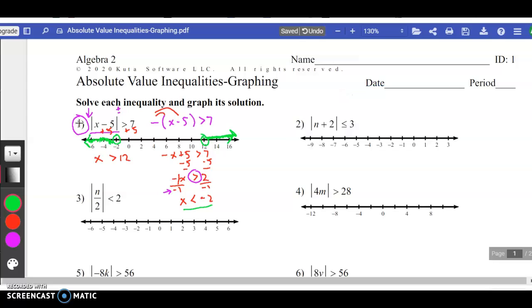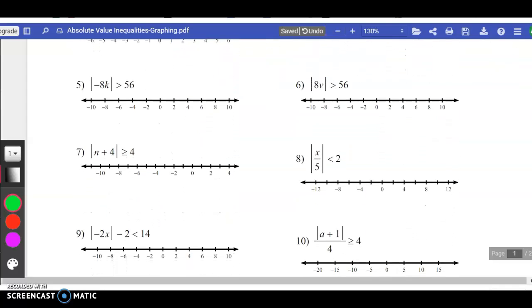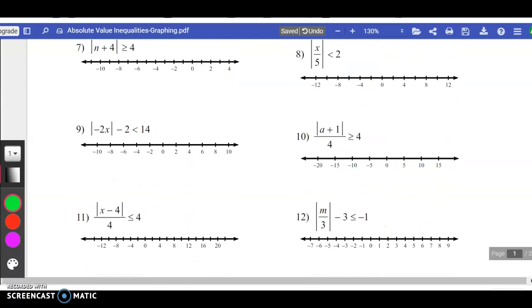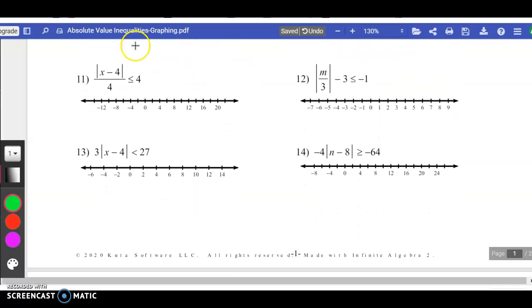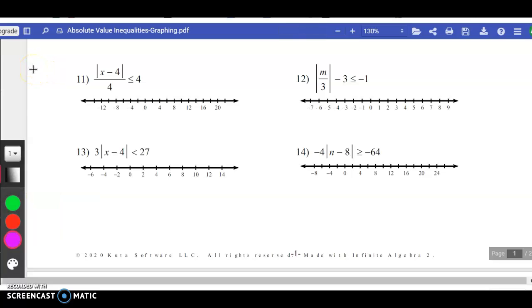Let me move down the page to number 11. So we're at 2 minutes and 50 seconds. Number 11 is a fraction. So let's take a look at how to solve these.